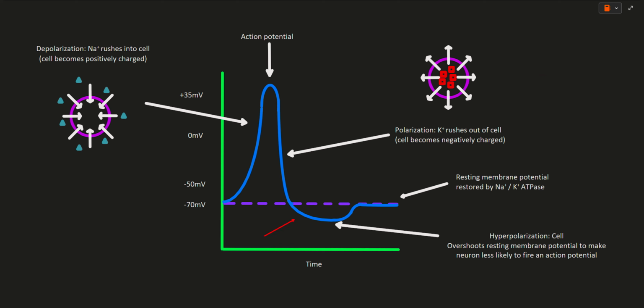The cell overshoots the resting membrane potential and becomes extra negative, which makes it less likely to fire an action potential. The resting membrane potential is then kept negative at negative 70 millivolts by the sodium-potassium ATPase.